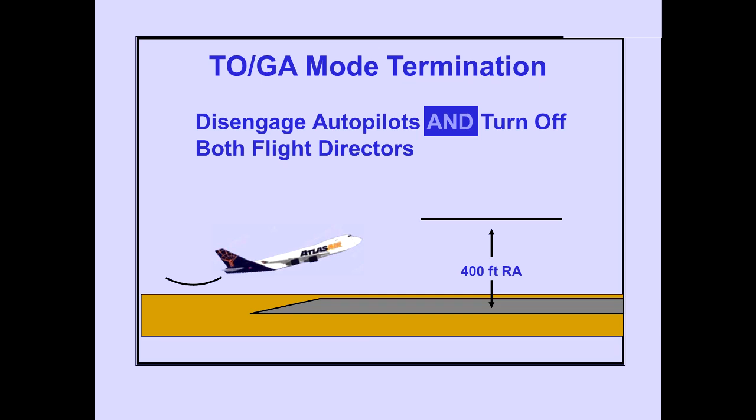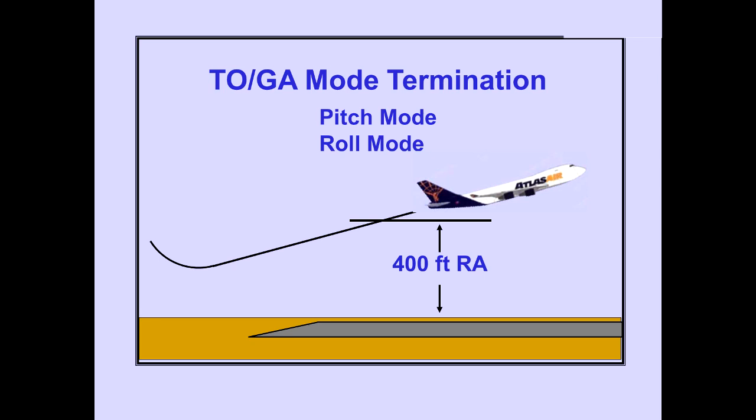Below 400 feet radio altitude, the toga mode can be terminated only by disengaging the autopilots and turning off both flight directors. Above 400 feet radio altitude, the toga mode can be terminated by selecting a different pitch mode and a different roll mode. Either one may be selected first.